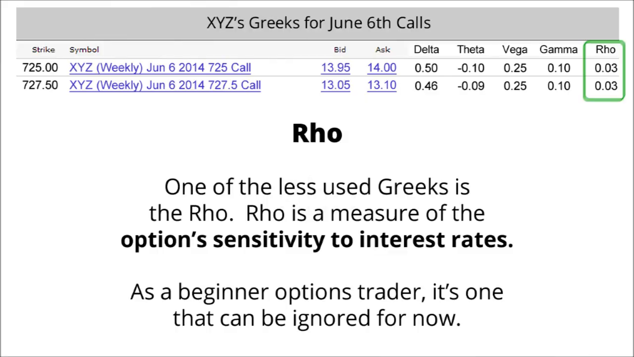Rho. One of the less used Greeks is the rho. Rho is a measure of the options sensitivity to interest rates. As a beginner options trader, it's one that can be ignored for now.